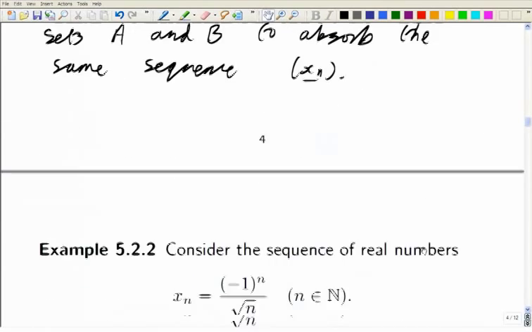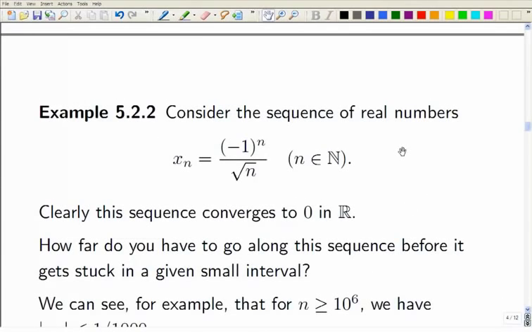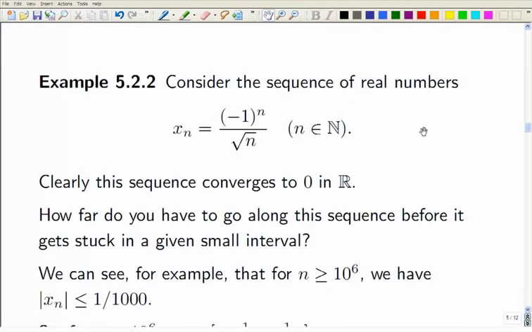Let's go on. Here's a particular example: minus 1 to the n over square root of n. Now, this hops up and down around 0 on the real line, and it tends to 0 from either side and gets closer and closer to 0 as you go. In terms of using the term absorption, that suggests that if you take a little interval around the origin, it should absorb this sequence by some stage. Then you can say, which stage?